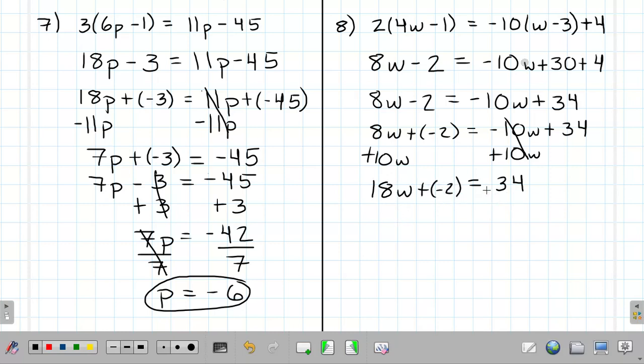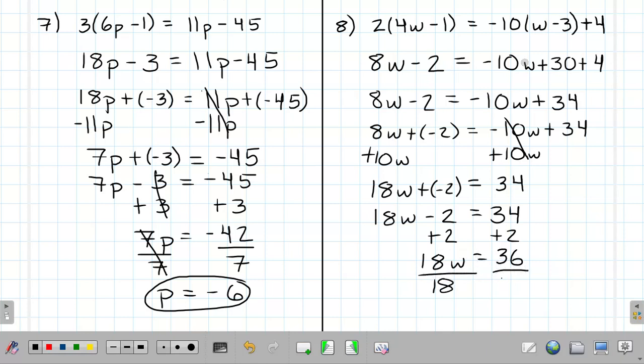And like I said, some of you from here could solve it, but I'm going to do just one extra step in writing this out a little bit nicer to get rid of this negative 2. So instead of plus negative 2, it'll be minus 2. And then same steps as always. Add 2, 36, divide by 18, divide by 18, boom, w is equal to 2.